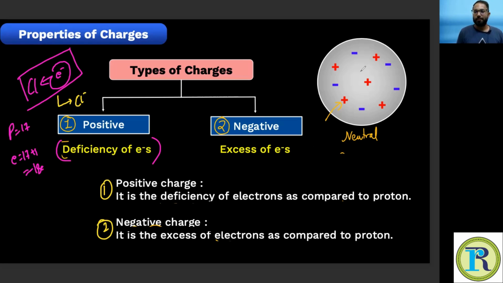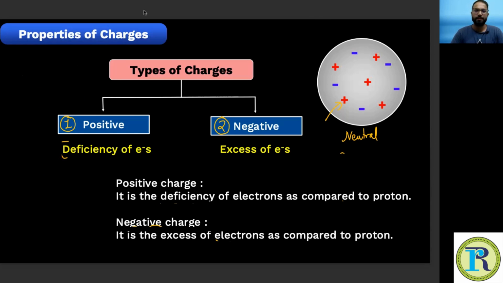Now, you can see here there are 1, 2, 3, 4, 5 positive charges and 5 negative charges. Let's suppose we have removed 2 electrons. So now it will have +2 polarity. +2 means it has lost 2 electrons. Clear? Any doubt, any confusion?